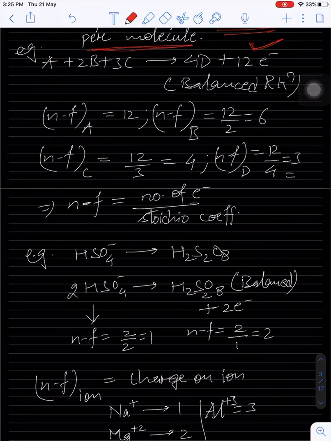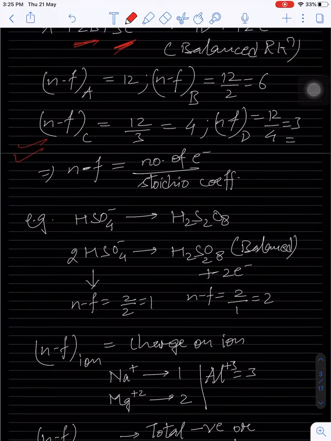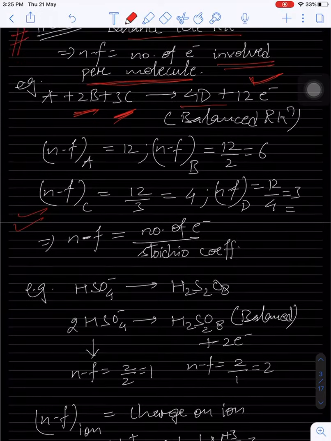B is 2 moles, 2B. The stoichiometric coefficient tells us the number of moles in the reaction. Now solve this yourself. Obviously 12 upon 3, so the N factor with respect to C is 12 upon 3 equal to 4. And the N factor with respect to D will be 12 upon 4 equal to 3. So it is the number of moles of electrons involved per molecule or per mole of the species considered in the reaction.